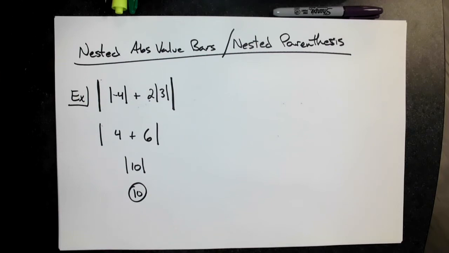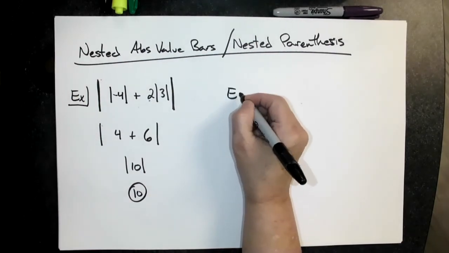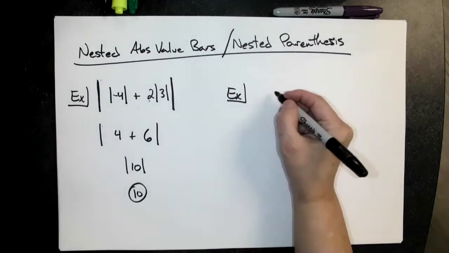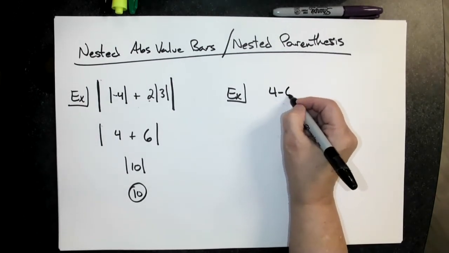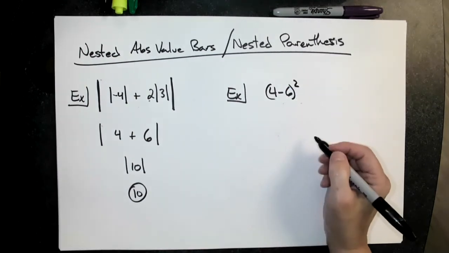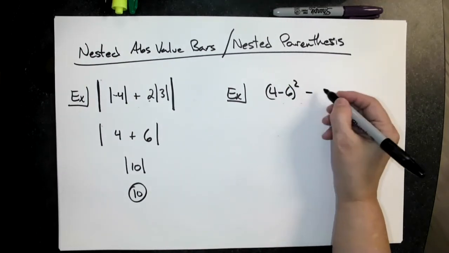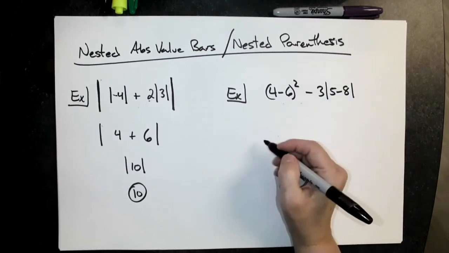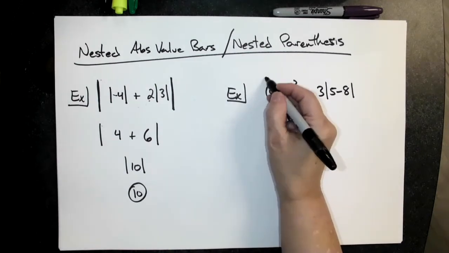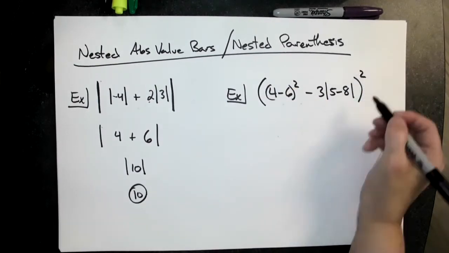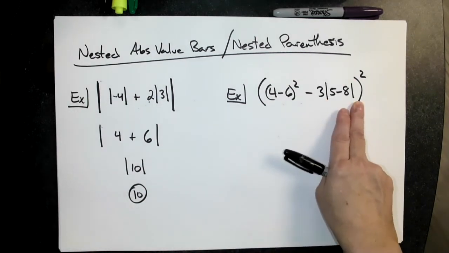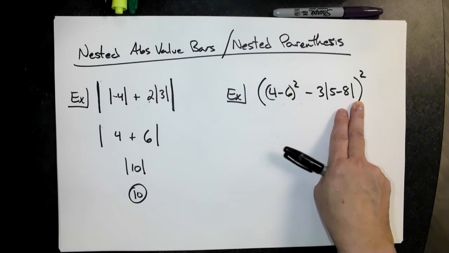We could also do nested parentheses. If I can come up with some of those. Maybe say a 4 minus a 6 quantity squared minus 3 parentheses 5 minus 8. And then square the whole quantity. I chose to use curvy brackets right there. You might even see a set of square brackets, means the same thing.